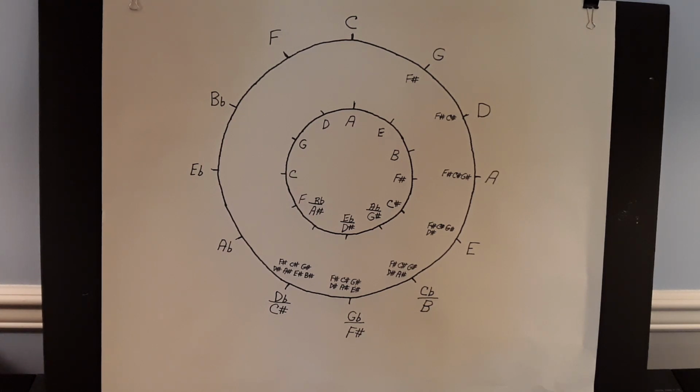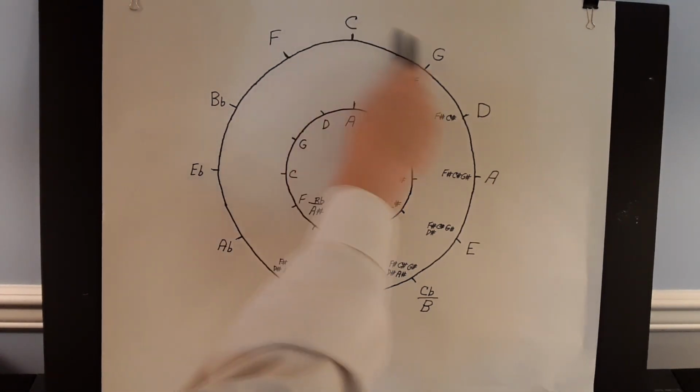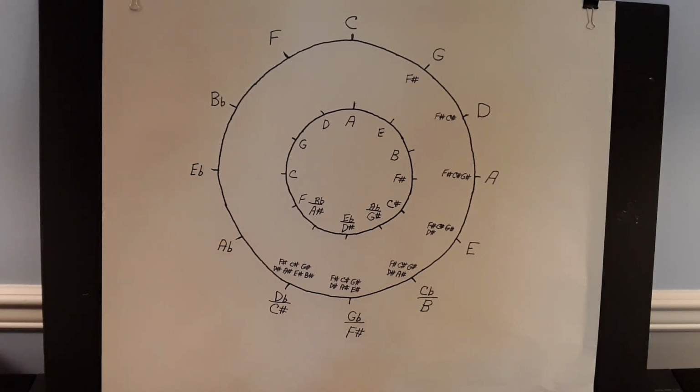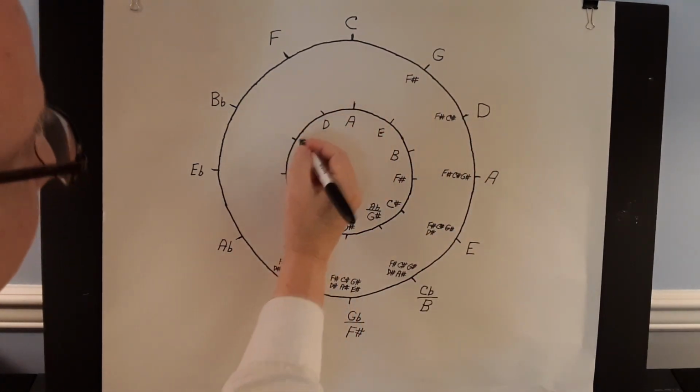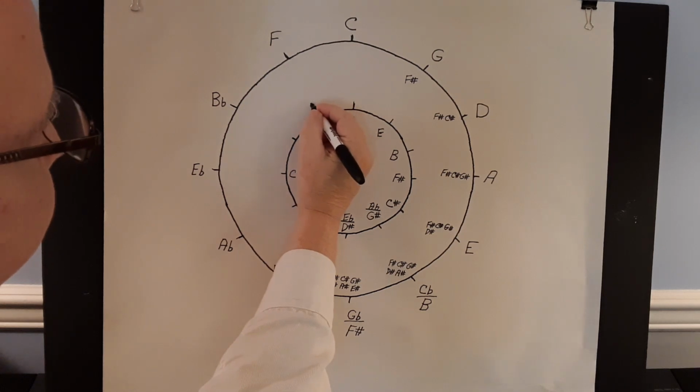And now we have to go to the flat side. And this is something else you just have to remember. We start with a B. But as we mentioned earlier, the sequence for adding flat notes is the opposite of adding sharp notes. When we added sharp notes, we started here and followed it around. When we add flat notes, we start here and go counterclockwise and follow this around. So we'll do B flat for F major.